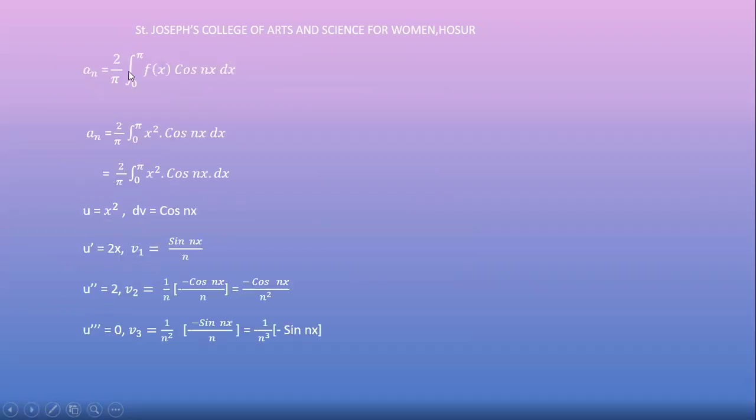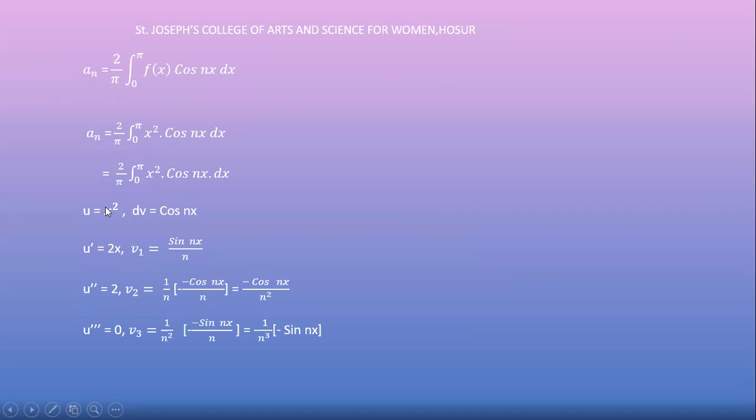Next, I'm going to find a n here. a n is 2 by pi integral 0 to pi f of x cos nx dx. In place of f of x, substitute x square, so 2 by pi integral 0 to pi x square cos nx dx. I'm going to integrate this by Bernoulli's formula. Here I'm taking u as x square and dv as cos nx.